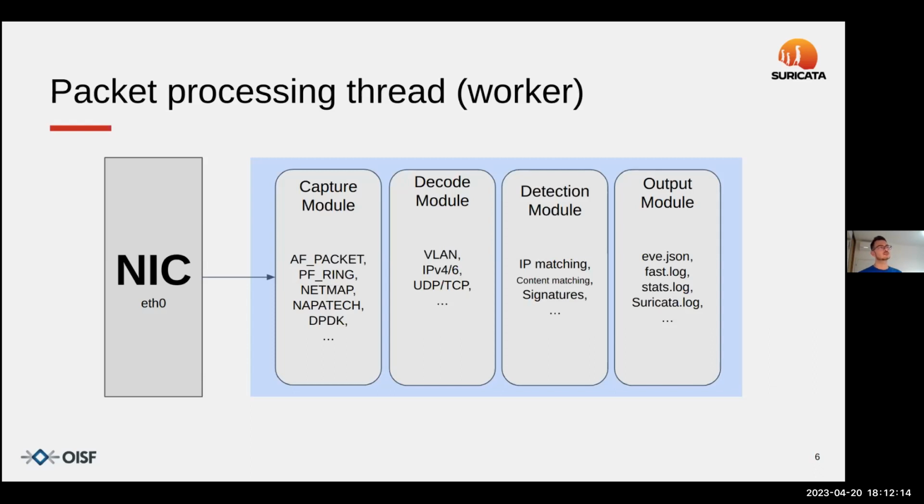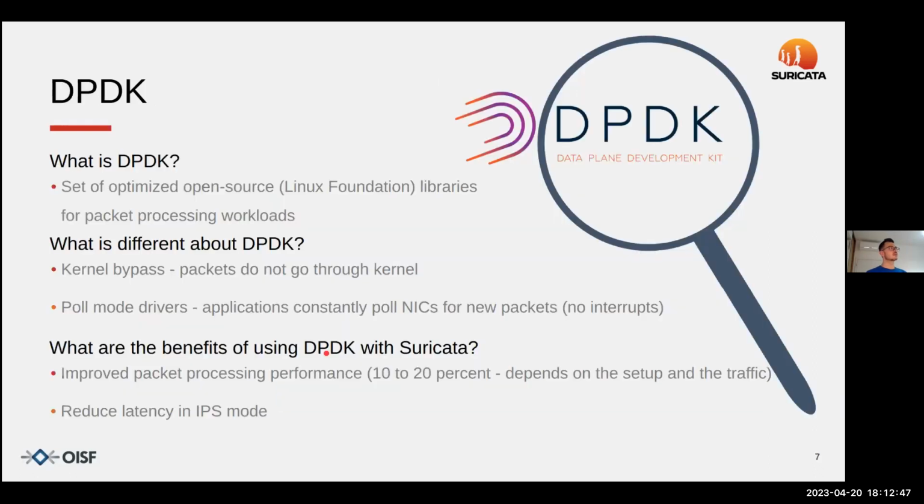Like the last stage of the processing is the output module, where basically the flow information is exported to these common output files, or the result of the detection phase is exported to these common output files. But this webinar is really about the capture module and DPDK, so how we receive the traffic.